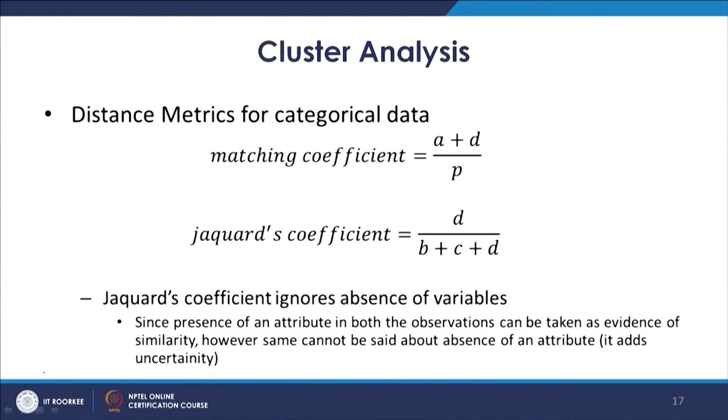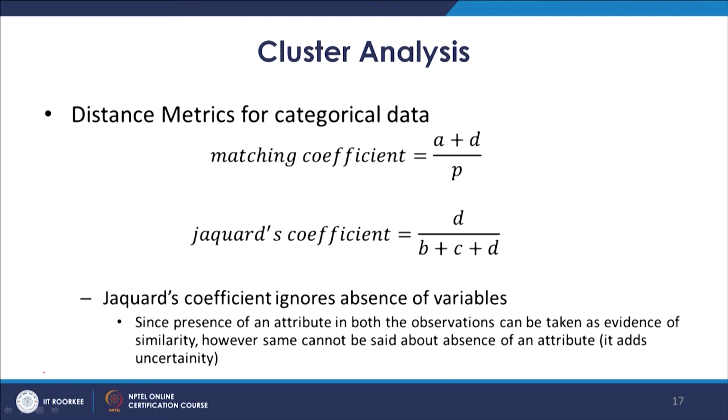This information that we have just understood can be used to quantify the similarity and dissimilarity. So, let us look at the metrics that can actually do this for us. There are two metrics that we are going to talk about. One is the matching coefficient, another one is Jaccard's coefficient. The matching coefficient is defined as A plus D divided by P, where P is the total number of attributes. So, it is the summation of A plus B plus C plus D.